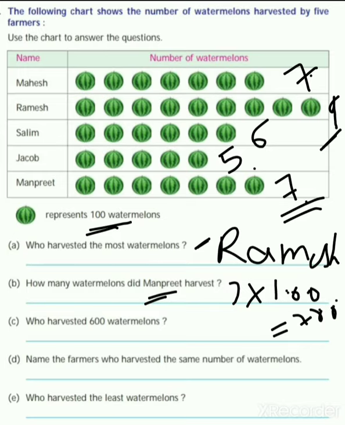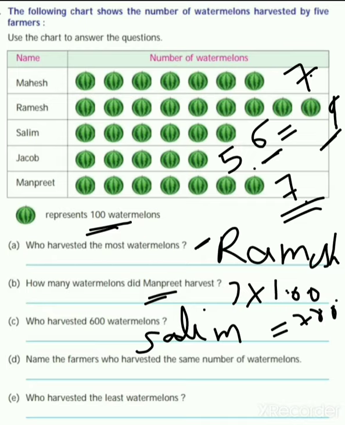Okay, now third question. Who harvested 600 watermelons? Now you can see here in the picture, here is the number 6. Okay, means Salim harvested 600 watermelons, because one watermelon represents 100 watermelons. So 6 into 100, 600. So Salim harvested 600 watermelons.